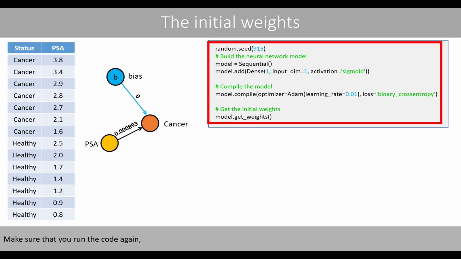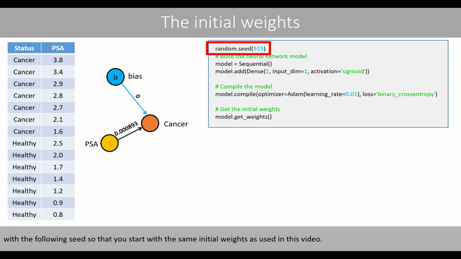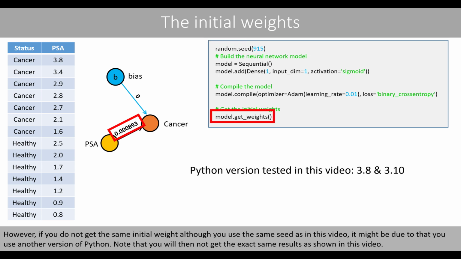Make sure that you run the code again with the following seed so that you start with the same initial weights as used in this video. However, if you do not get the same initial weight although you use the same seed as in this video, it might be due to that you use another version of Python. Note that you will then not get the exact same results as shown in this video.